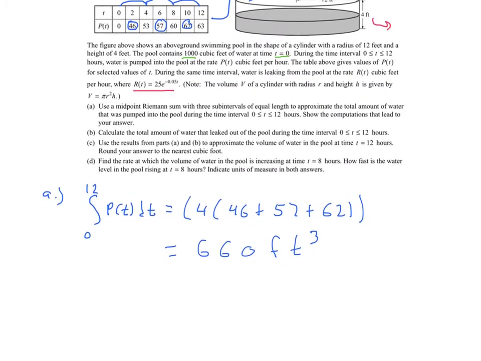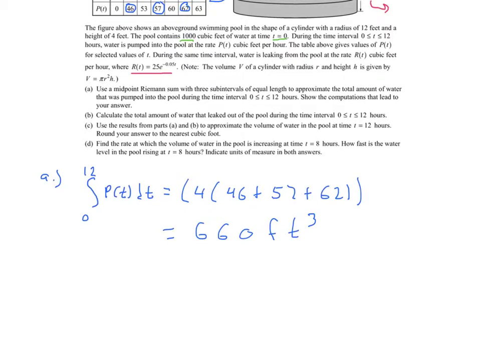For part B, we want to calculate the total amount of water that leaked out of that swimming pool in those 12 hours. We have the rate at which the water leaks out, so we take the definite integral to accumulate that rate from 0 to 12 of R of t dt. Since it's a calculator active question, we can go to Math 9, plug in our lower limit, our upper limit, type in that function, and we get 225.594 cubic feet.